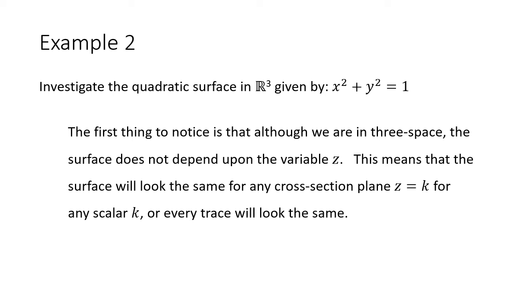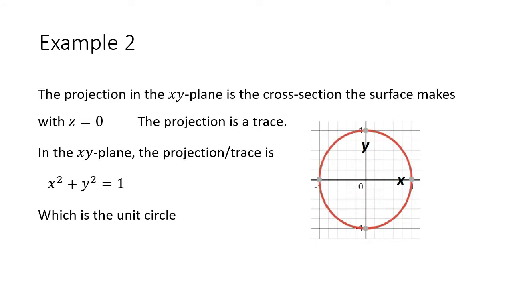What that really means is that the surface is going to look the same for any cross-section plane z equals k, for any scalar k. Every trace is going to look the same through a cross-section of a plane z equals some value. The easiest one to look at is that specific trace called the projection. The projection is just a trace in one of my coordinate planes. If I'm looking at this projection in the xy plane, that's the cross-section the surface makes with z equals 0.